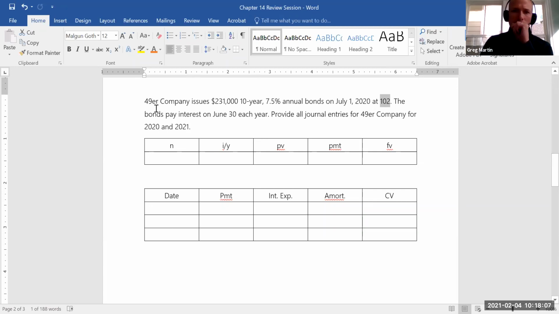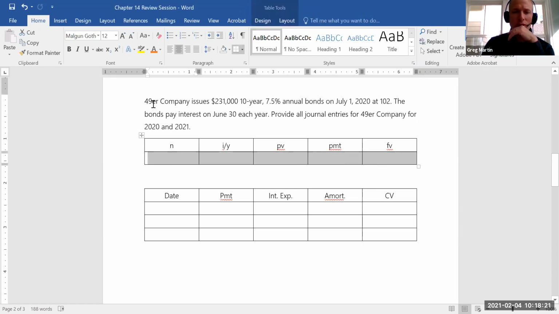So first of all, just like with a note or any other long-term debt situation, you need to apply the time value of money. And so we're going to use the contractual elements of this bond in order to do that.